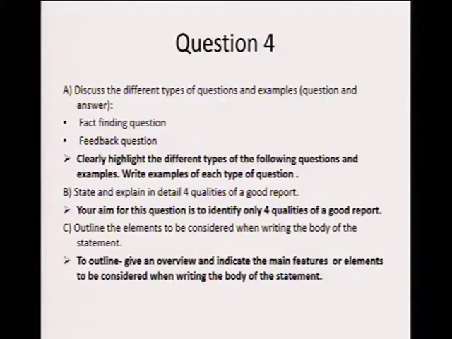Question 4. A. Discuss the different types of questions and examples. Questions and answers. Fact-finding question. Feedback question. So you need to differentiate, you need to give the differences between fact-finding questions and feedback questions. Clearly highlight the different types of the following questions and examples. Write examples of each type of question.